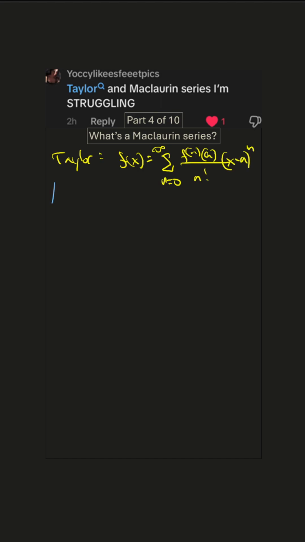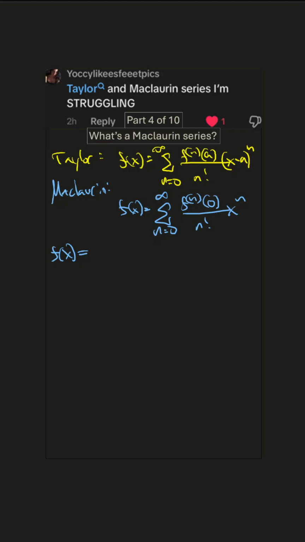So a Maclaurin series looks very similar. It's f of x equals the sum from 0 to infinity of the nth derivative of f at 0 over n factorial times x to the n. So we just replaced a with 0. That's it. So the expanded form looks like this: f of 0 plus f prime of 0 times x plus f double prime of 0 over 2 factorial times x squared plus f triple prime of 0 over 3 factorial times x cubed, and so on.